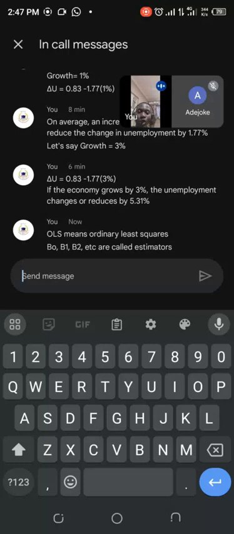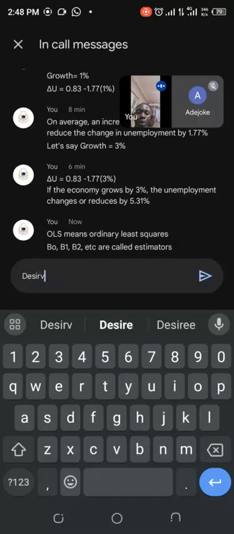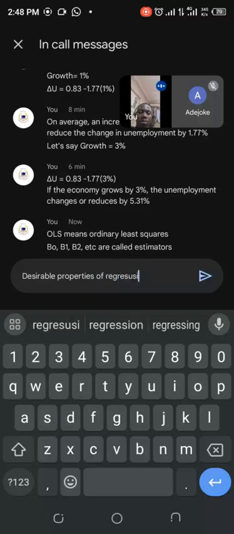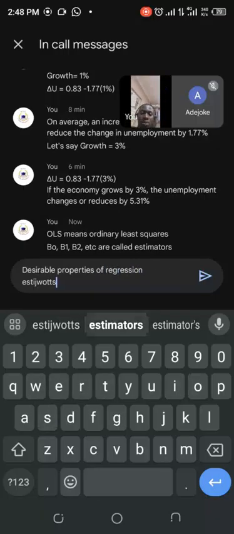So why did we choose OLS estimators? Torí gbogbo àwọn estimators wa, they must have a particular set of properties that will make us like make use of them. So a máa lọ sí what are the desirable properties of regression estimators.